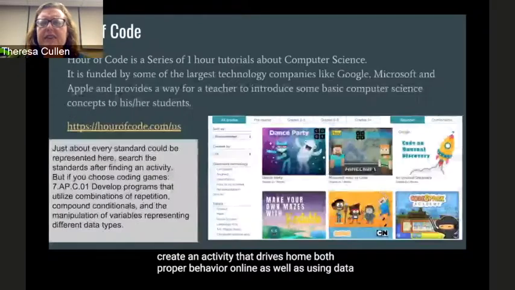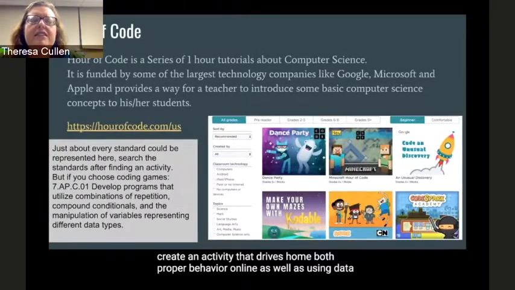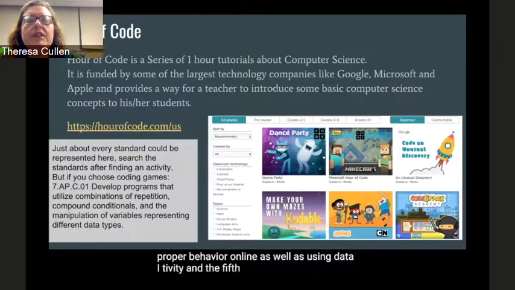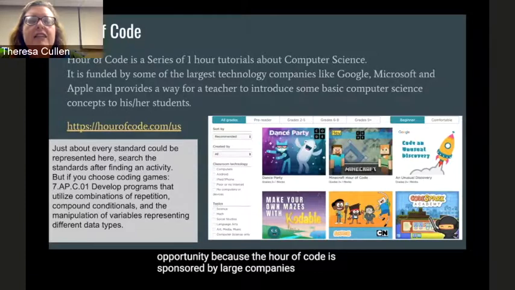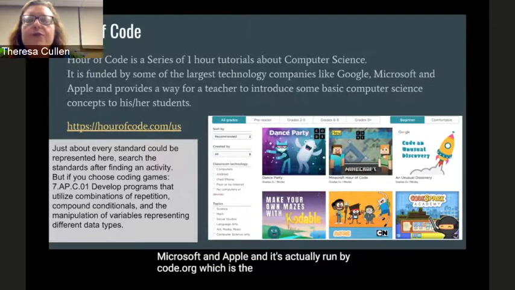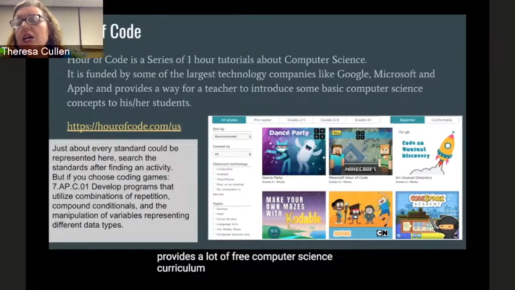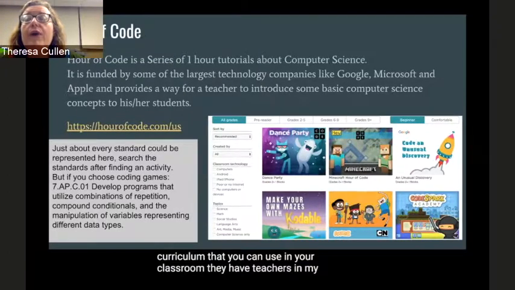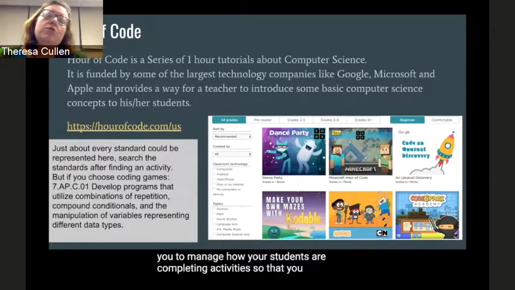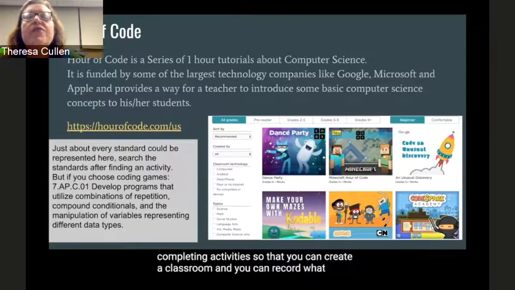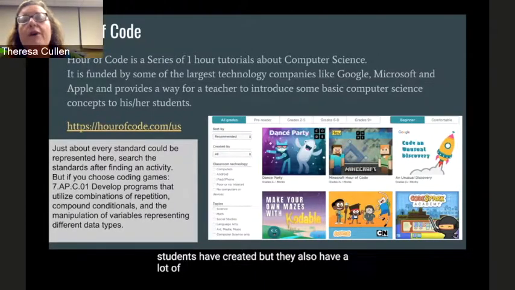I believe I'm at my 5th activity, and the 5th activity is just a huge opportunity because the Hour of Code is sponsored by large companies like Google, Microsoft, and Apple, and it's actually run by code.org, which is the organization that provides a lot of free computer science curriculum that you can use in your classroom. They have teachers in mind because they have ways for you to manage how your students are completing activities so that you can create a classroom and you can record what students have created. But they also have a lot of these fun 1-hour activities that are about computer science.